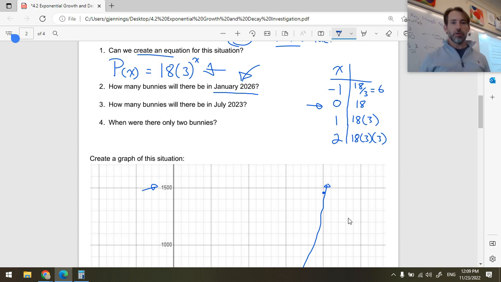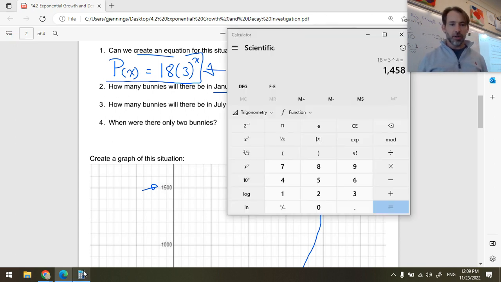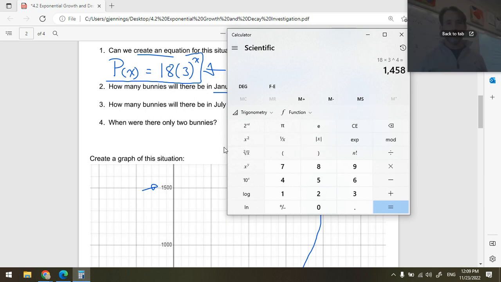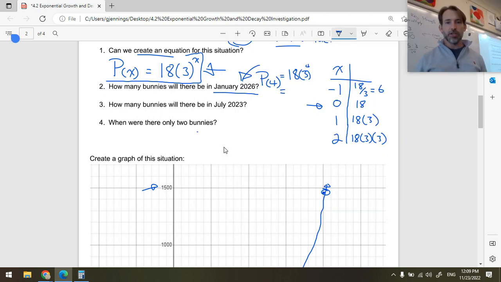Good. So to solve this question, you take your p of x equals 18 times 3 to the x equation and say, well, I'm going to evaluate the population in year 4. And that's going to be equal to 18 multiplied by 3 to the 4. We usually put this 3 in brackets. It's the growth factor. And we're going to raise that to the power 4. Okay. We've already done that. Is this point here? And it's on my calculator still. It's 1,458. So the population in that year is going to be 1,458.